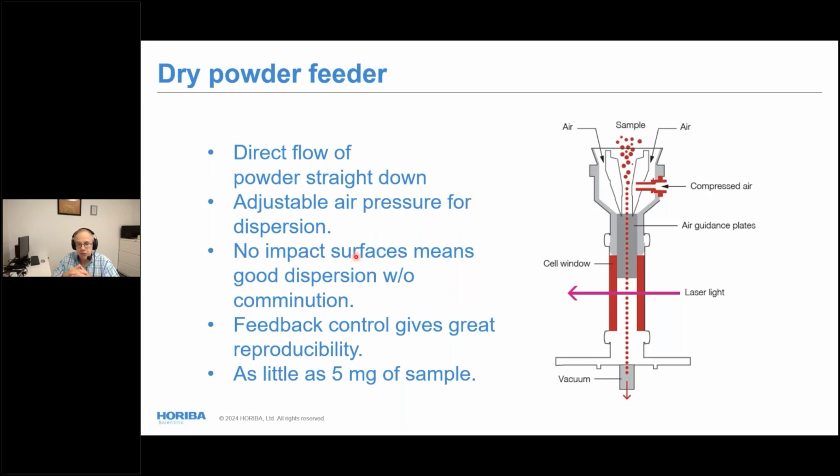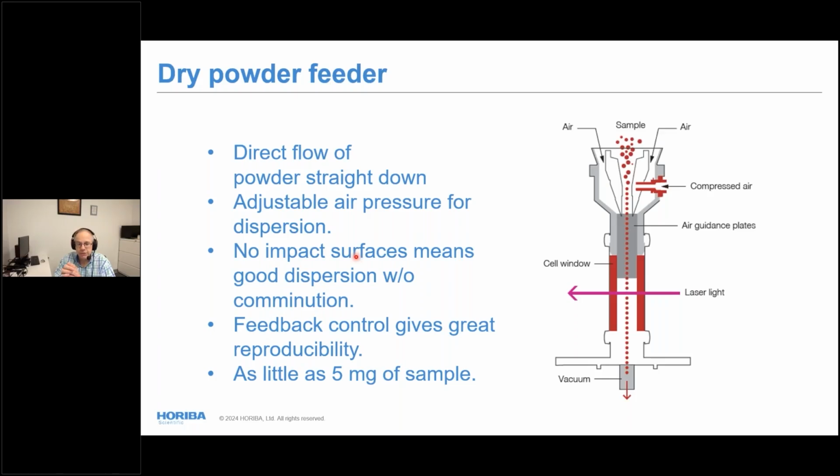There's a feedback control on the system, which gives you good reproducibility, because if you have too many particles coming off the chute, then you could have your transmittance go too low. That is, you have too much scattering and you get multiple scattering effects and so on. And so you want to slow down your feed, and the system does it for you.